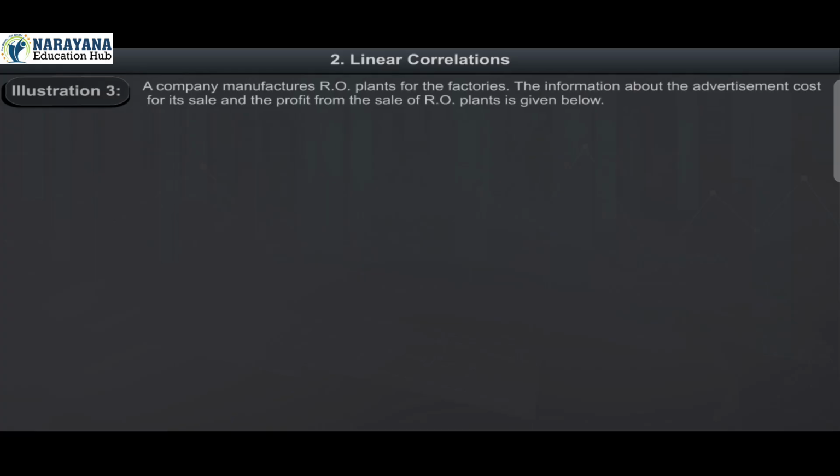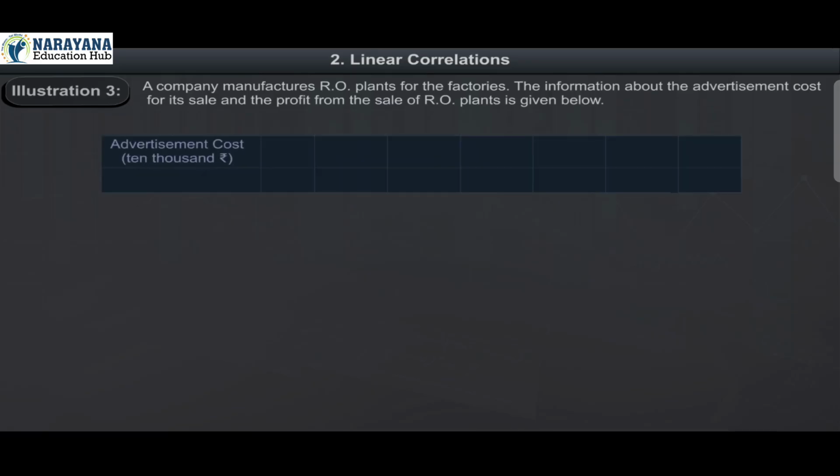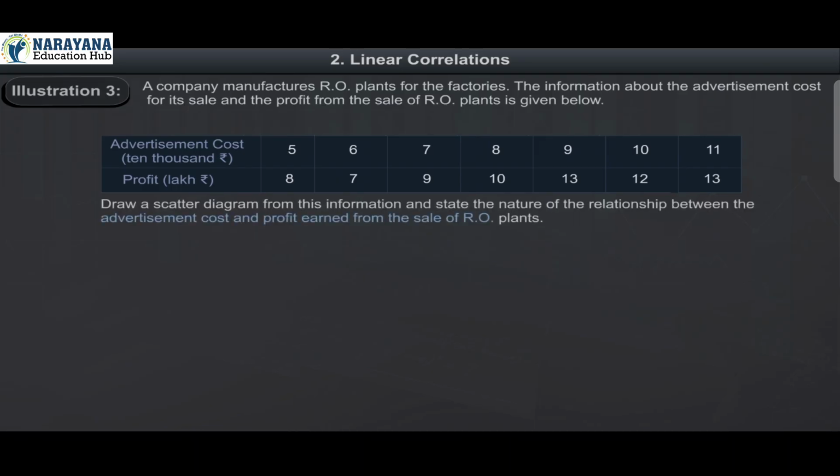Illustration 3. A company manufactures RO plants for factories. The information about the advertisement cost for its sales, and the profit from the sale of RO plants is given below. Advertisement cost in 10,000 rupees, profit in lakh rupees: 5, 8, 6, 7, 7, 9, 8, 10, 9, 13, 10, 12, 11, 13. Draw a scatter diagram for this information and state the nature of the relationship between the advertisement cost and profit earned from the sale of RO plants.